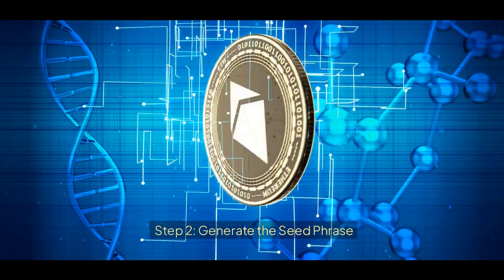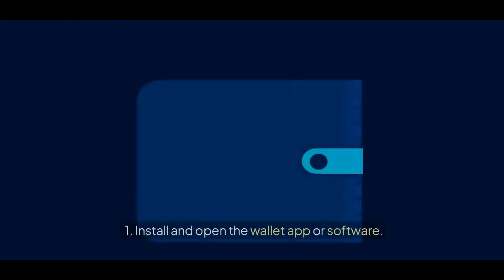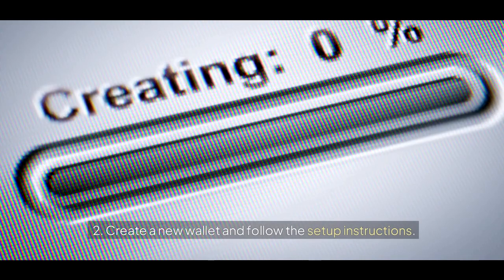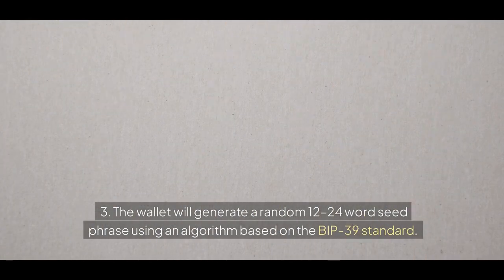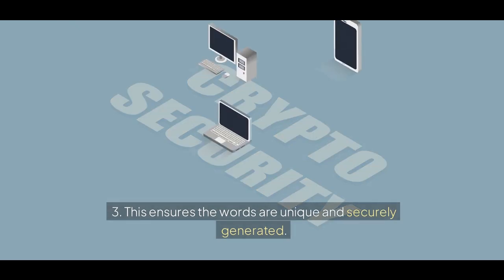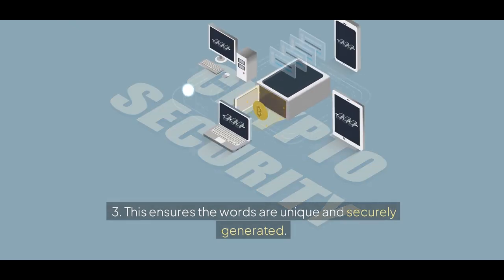Step 2. Generate the seed phrase. 1. Install and open the wallet app or software. 2. Create a new wallet and follow the setup instructions. 3. The wallet will generate a random 12 to 24 word seed phrase using an algorithm based on the BIP39 standard. This ensures the words are unique and securely generated.